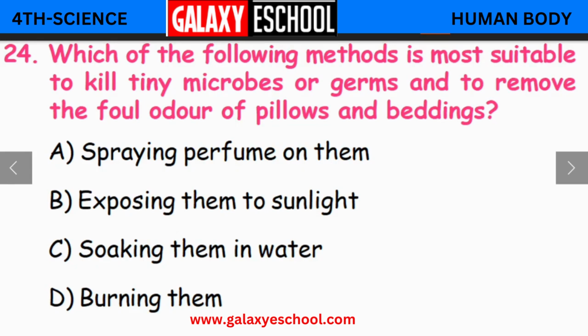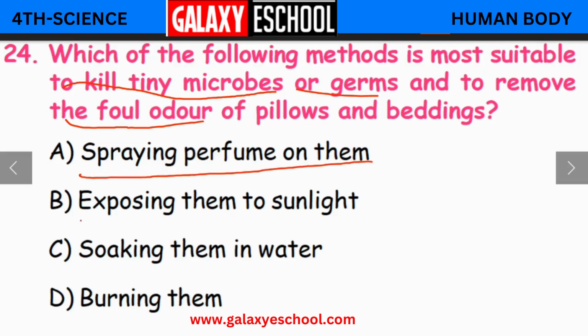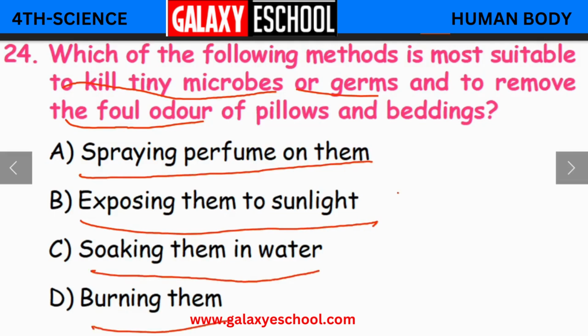Okay, so which of the methods is most suitable to kill tiny microbes or germs and to remove this foul odor? You will have very small microbes and germs on them. So which is going to be the best method to kill these germs and to remove the smell? Is it spraying perfume on them, exposing them to sunlight, soaking them in water or burning them? The best method is exposing them to sunlight.